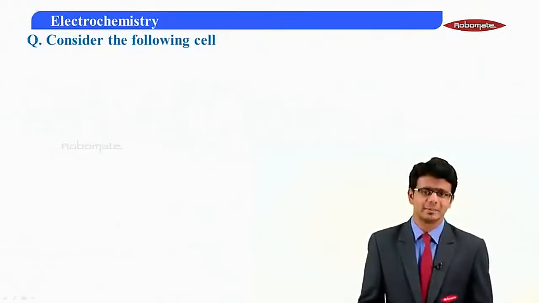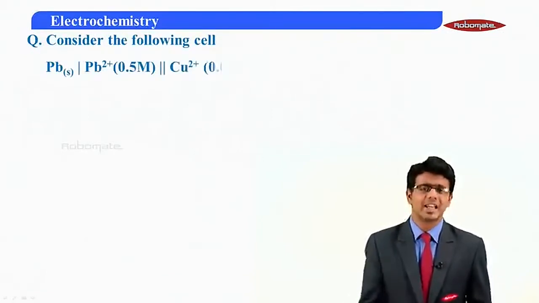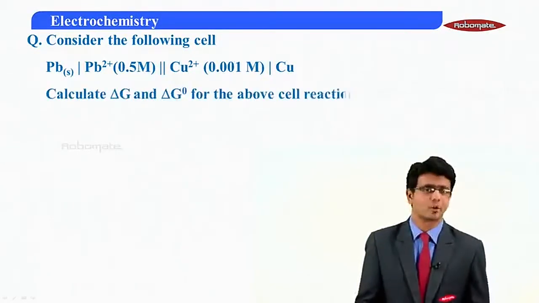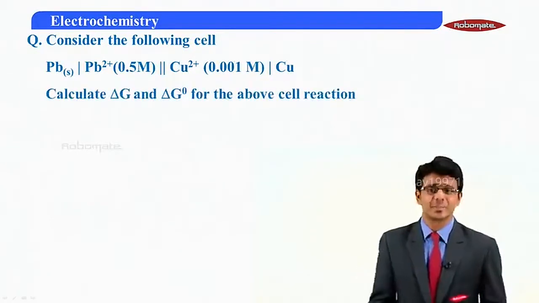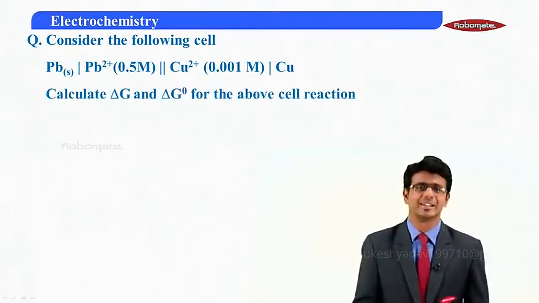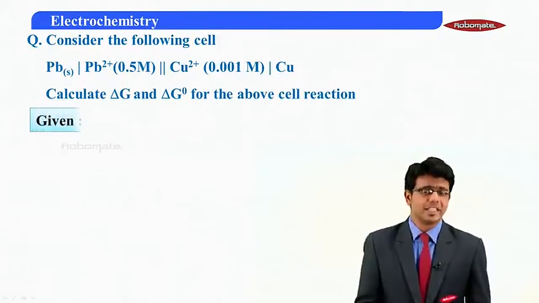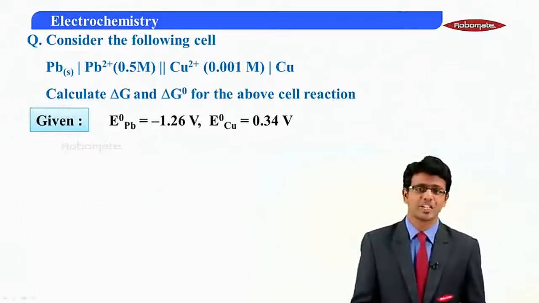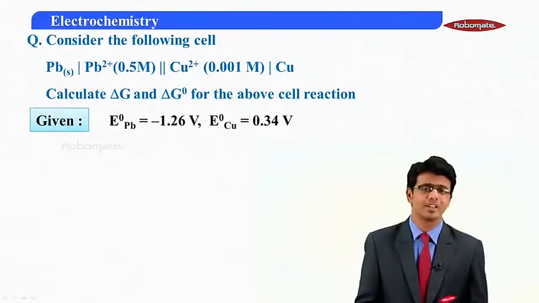Consider the following cell. The cell is there in front of you in which lead electrode is anode and copper electrode is cathode. We are supposed to find the delta G and delta G naught for the above given cell, and we have been given the E naught values of lead and that for copper. So E naught Pb is minus 1.26 volts, E naught copper is 0.34 volts.